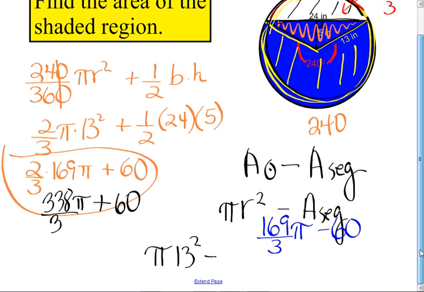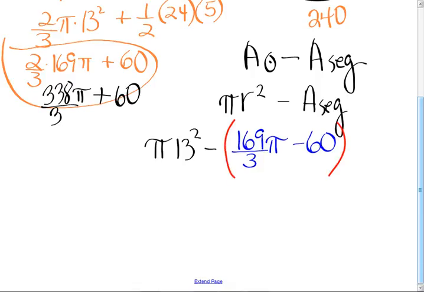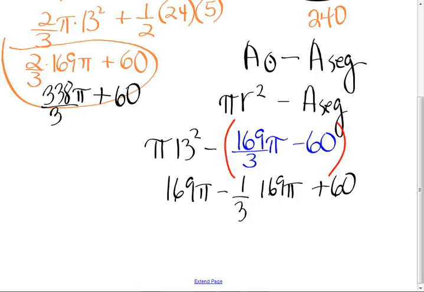Okay, do I need parentheses when I subtract that? Yes, I do. What's 169? It's the same answer. It just looks different. This is 169 pi minus 1/3 of 169 pi plus 60. At least you can see the plus 60. But I think the other way is easier.